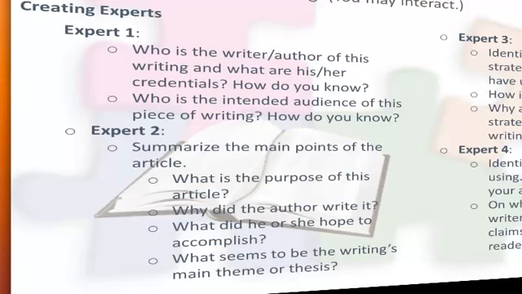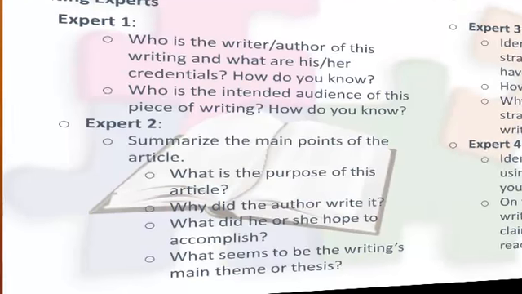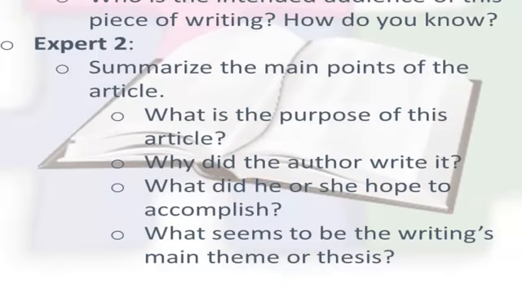Who is the intended audience of this piece of writing? How do you know? Experts 2 will answer these questions. Summarize the main points of the article. What is the purpose of the article? Why did the author write it? What did he or she hope to accomplish? What seems to be the writing's main theme or thesis?